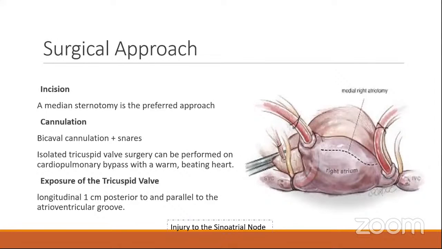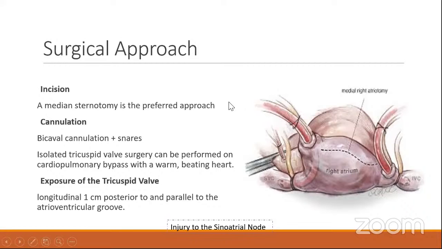So what is the surgical approach to the tricuspid valve? First of all, the incision, as you all know, median sternotomy is the preferred approach. Then for the cannulation, it's a bicaval cannulation with snares. Isolated tricuspid valve surgery can be performed on bypass with a warm beating heart.